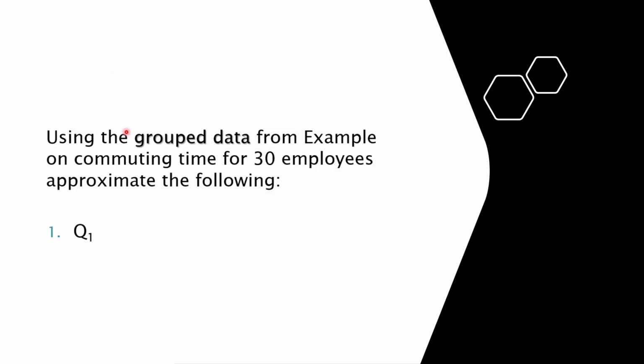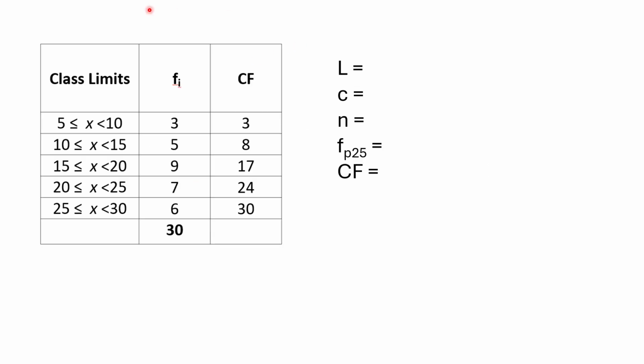We have our first example using the grouped data from the example on commuting time for 30 employees. Approximate Q1. So they are asking us to find the 25th percentile. Now we have our frequency distribution right here. We have the class limit, the frequency observation, and the cumulative frequency. Remember I said for these quartile measures, we look more at the cumulative frequency.